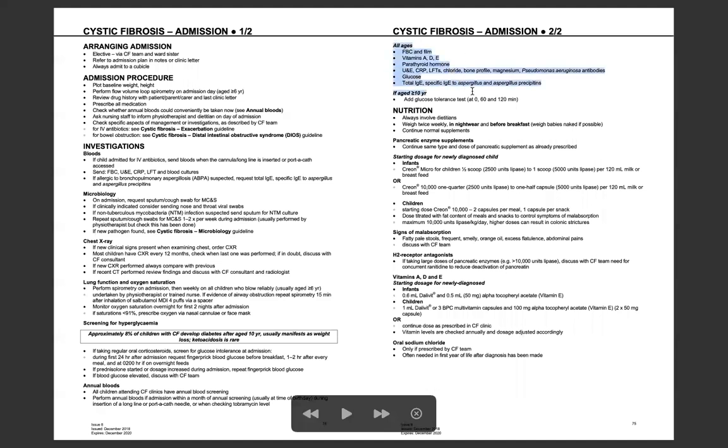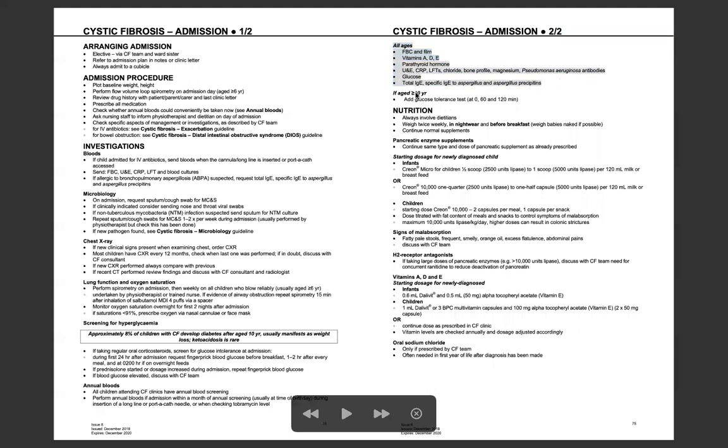What are the annual blood tests we do in cases of cystic fibrosis? One is the full blood count and film, fat-soluble vitamins, that is A, D, E, parathyroid hormone, urea and electrolytes, CRP, LFTs, chloride, bone profile, magnesium, and antibodies for Pseudomonas aeruginosa, then glucose, then total IgE and specific IgE for Aspergillus and Aspergillus precipitins. We have to make this list ourselves and remember all these things.